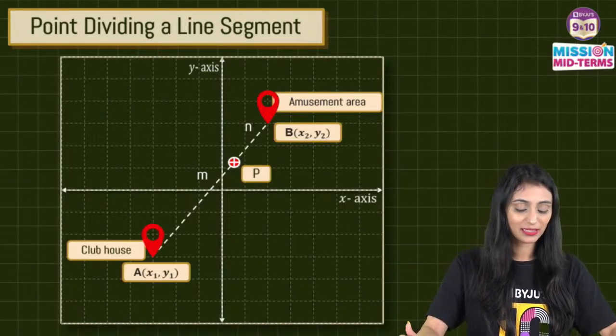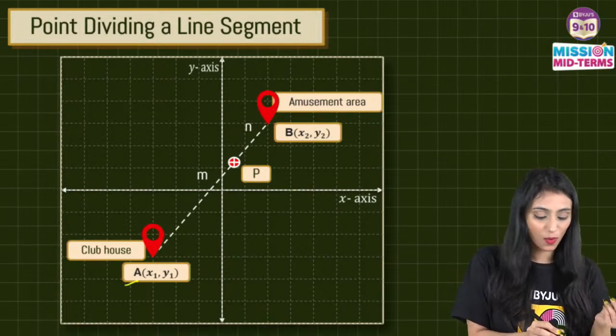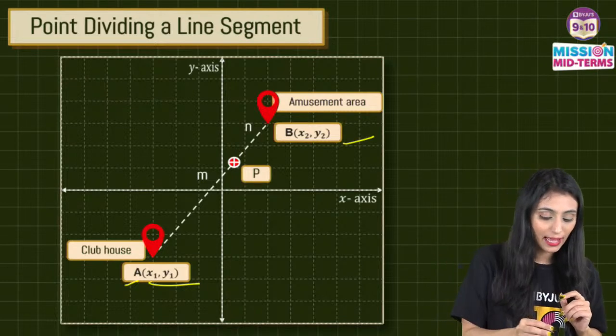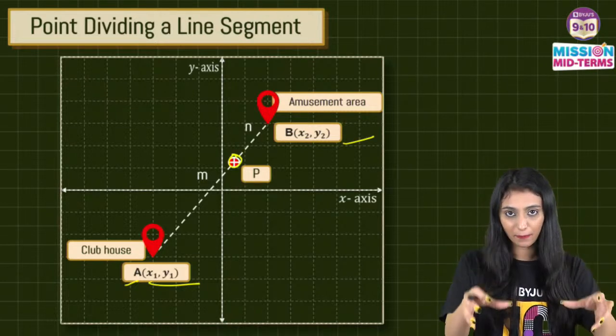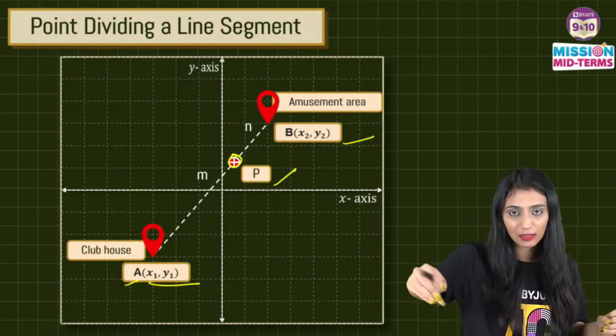Okay, so here, let's name them. Let's name the clubhouse as A. Let's mark this coordinate as x1, y1. Amusement area as B. x2, y2 is the coordinate. And that booster pump where we have to locate it, let's mark that as P. Somewhere on that line, right?